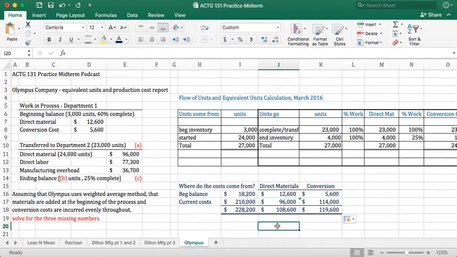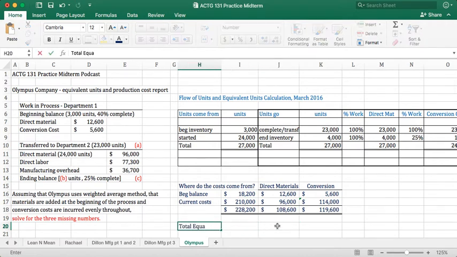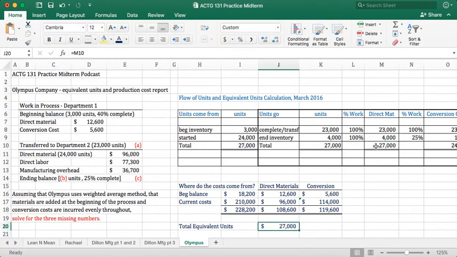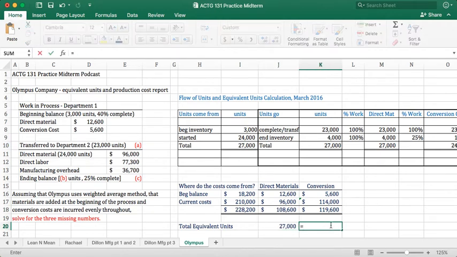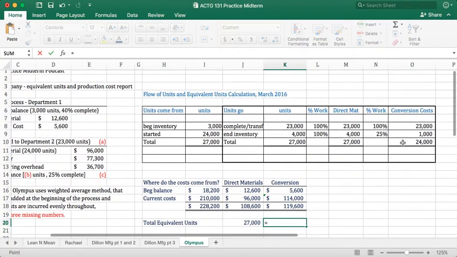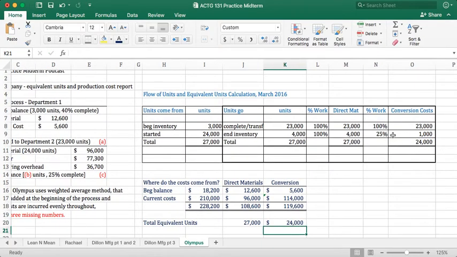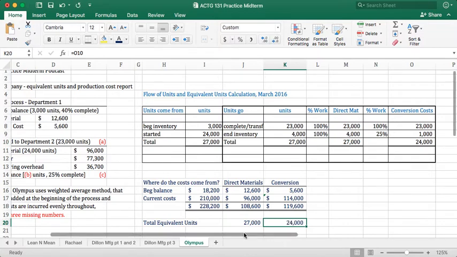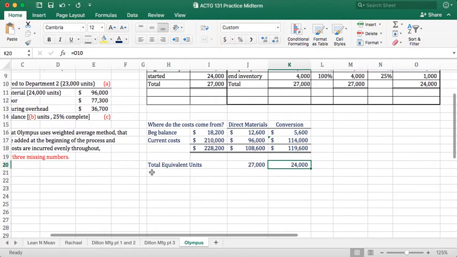So I'm going to put the total number of equivalent units here. And I'm getting the direct material number from up here. And remember, that is units, not dollars. And I'll get the conversion from over here. We've already calculated that. So now it's a matter of just doing some division.